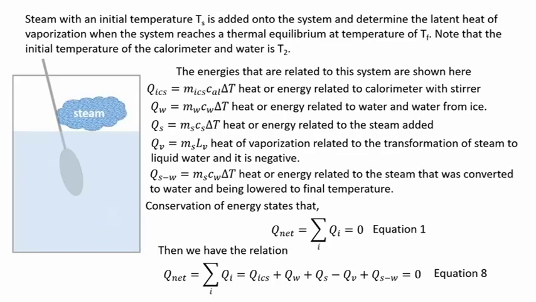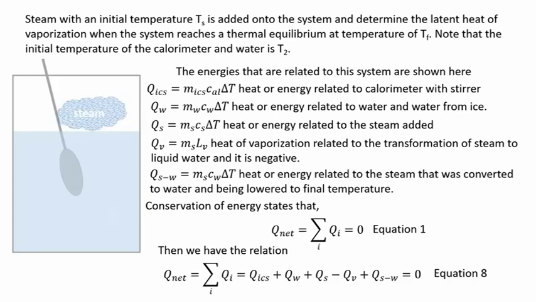Now steam with an initial temperature of Ts is added onto the system, and we determine the latent heat of vaporization when the system reaches a thermal equilibrium of Tf. Note that the initial temperature of the calorimeter and water is T2. The energies that are related to the system are shown here. Heat related to the calorimeter.